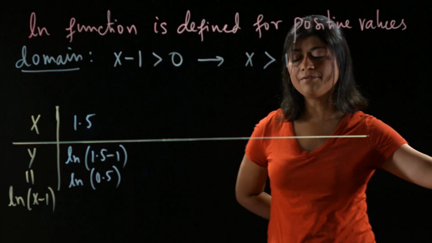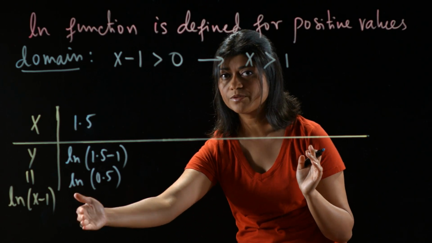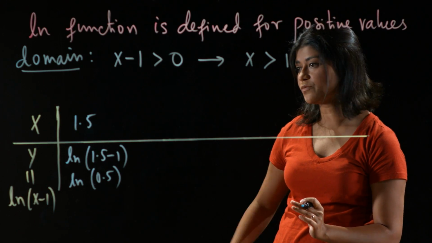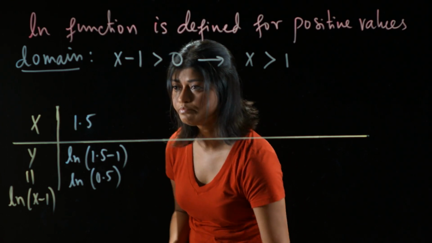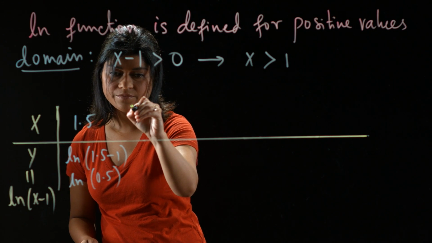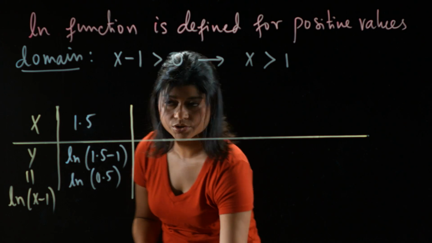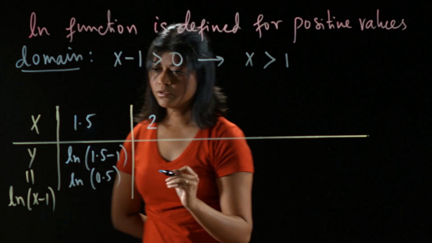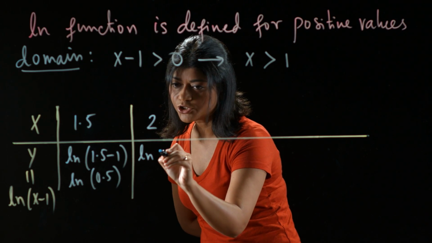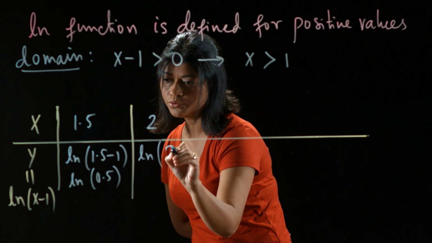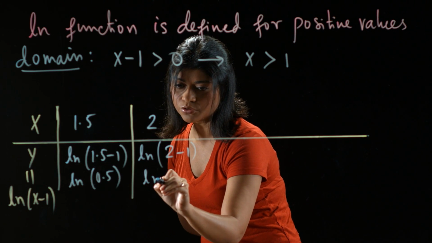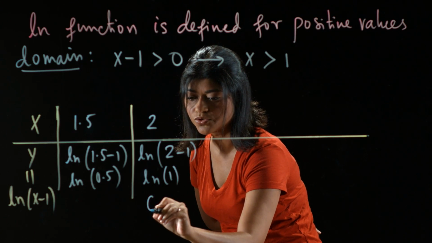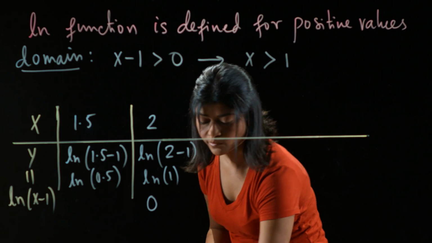And to be able to graph it, we will need to know what an approximate value is for natural log of 0.5, and we'll use a calculator to figure those values later. But let's move on and pick some other values for x first. So, let's say the next one is 2. For x equals 2, we have natural log of 2 minus 1. So, that is natural log of 1, and as you know, natural log of 1 is 0. So, we know that value already.